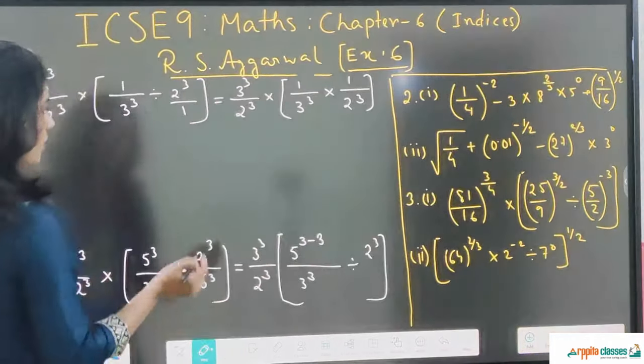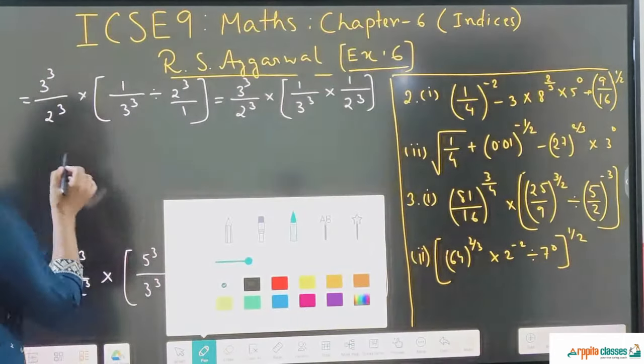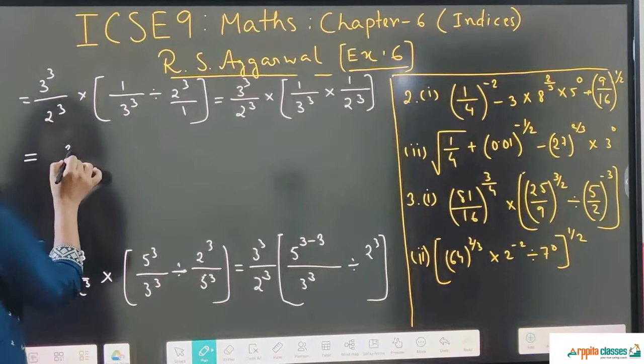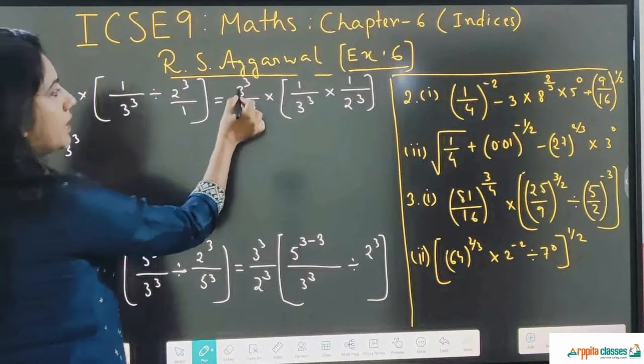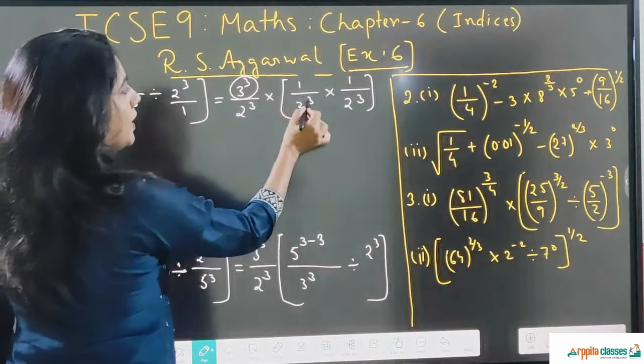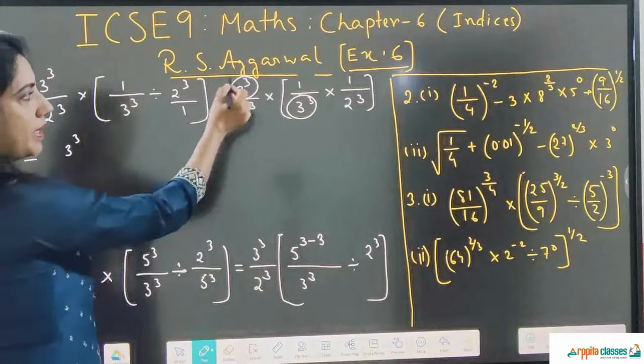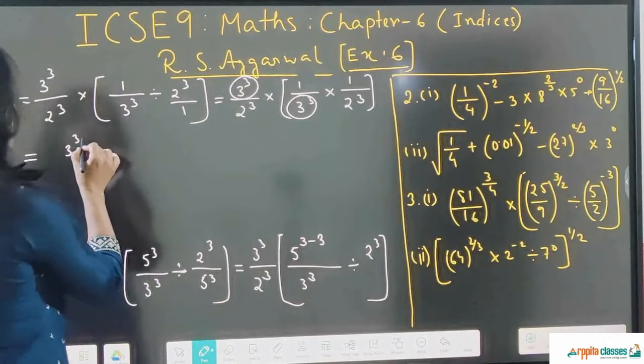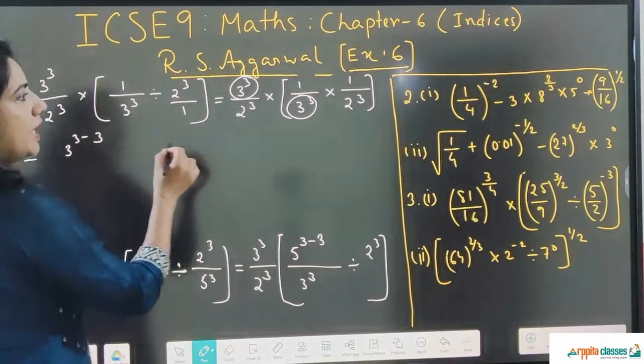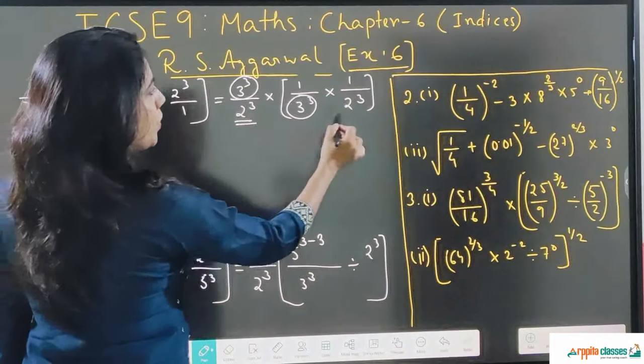Okay. So now I am getting that this is equal to 3 cube. Now see 3 cube and 3 cube, these two. Again the bases are same, powers have to be subtracted because it is in division form. So 3 to the power 3 minus 3, and here I get 2 cube and 2 cube.